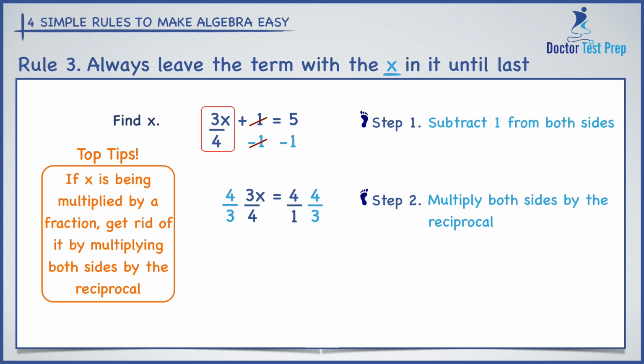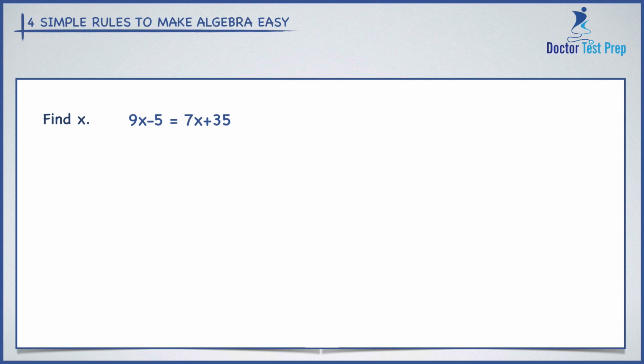At first, that looks as if it's a little more complicated than it was a moment ago. But let's see what cancels there. Those 4's cancel. Those 3's cancel. So everything on the left-hand side is cancelled apart from x. And on the right-hand side, I simply have 4 times 4 on the top and 1 times 3 on the bottom. So I have x is equal to 16 over 3. So there's a top tip: if x is being multiplied by a fraction, to get rid of it, simply multiply both sides of the equation by the reciprocal.